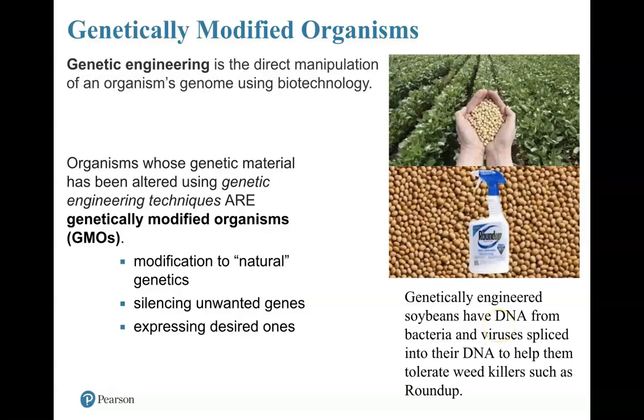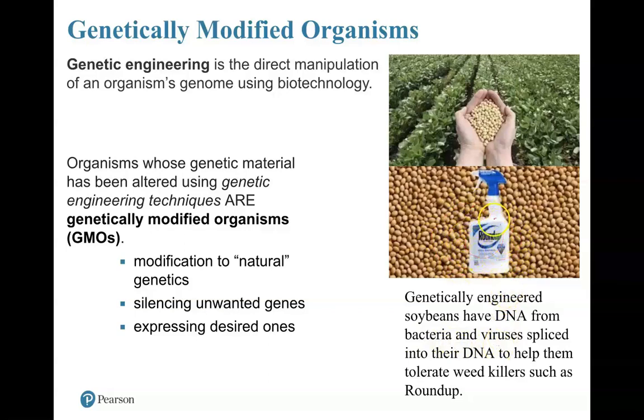So a common example of a GMO I've actually listed over here to the right. These are soybeans right here. And these soybeans actually have DNA spliced from bacteria and viruses into their genome. And basically what that extra bit of DNA does for the soybean is it makes them tolerate Roundup.